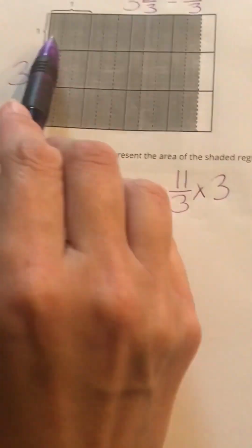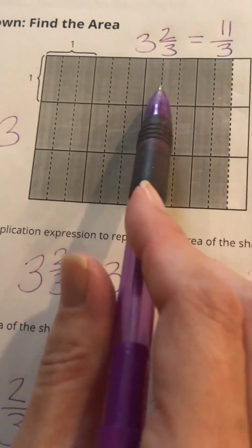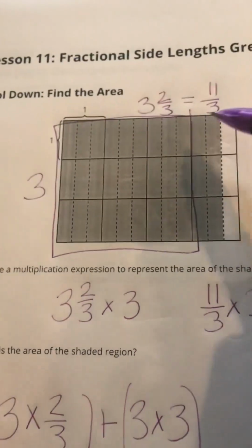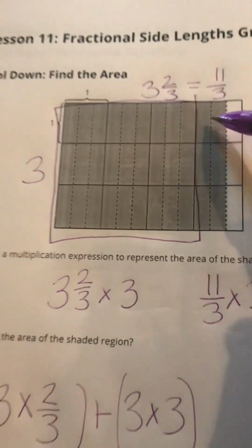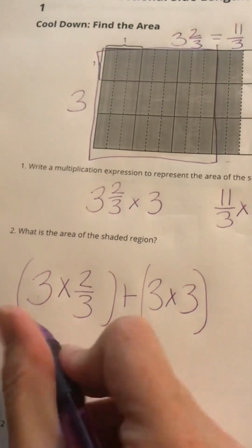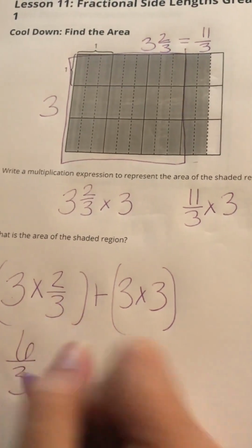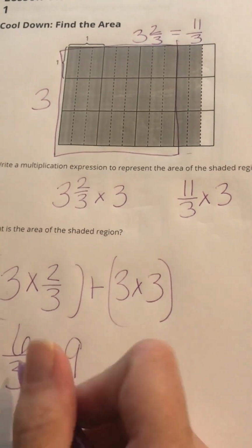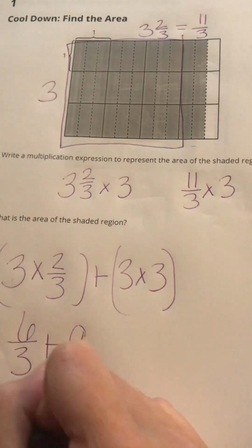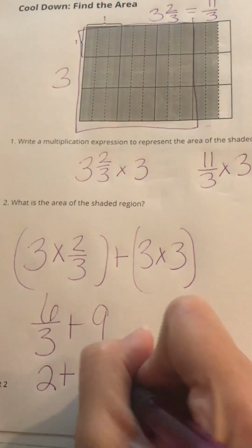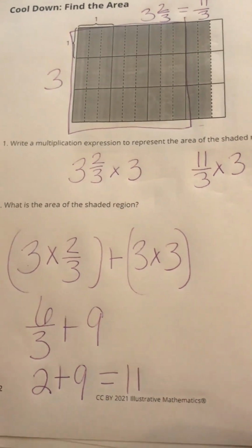And I could get that from the picture too, because if I have these 3 here and then 3 here, I would be multiplying 3 times 3. And then here, I'm multiplying 3 times the 2/3. So when I work this out, 3 times 2/3 gives me 6/3, plus 3 times 3, which gives me 9. And then 6/3 would be the same thing as 2. So 2 plus 9 is going to give me 11 here.